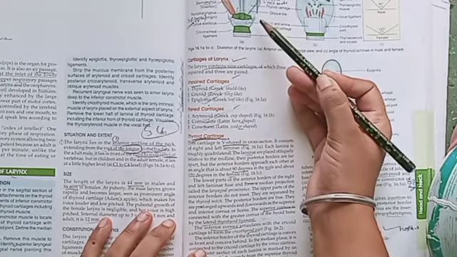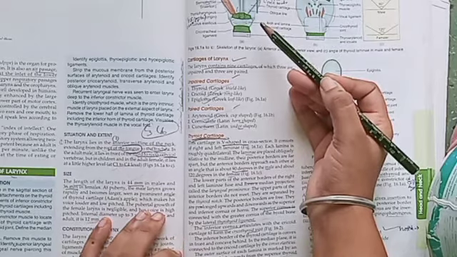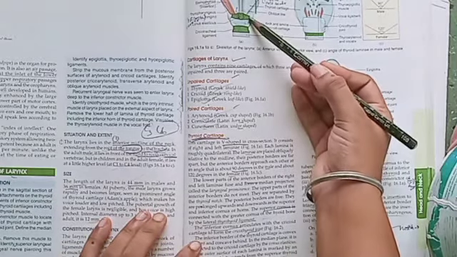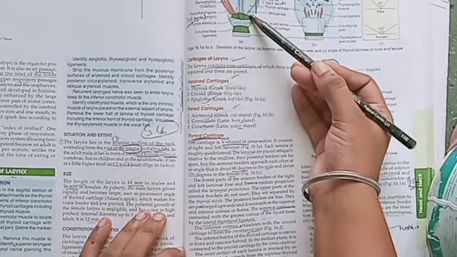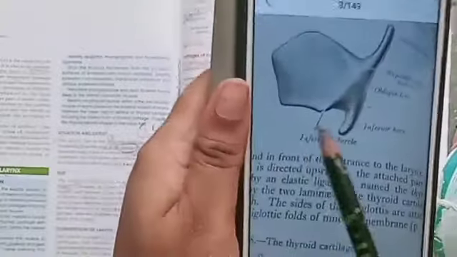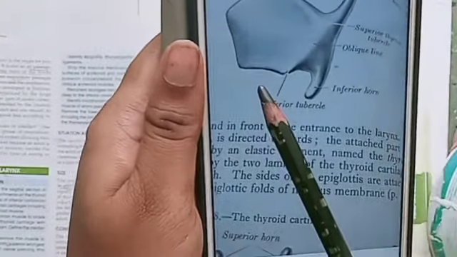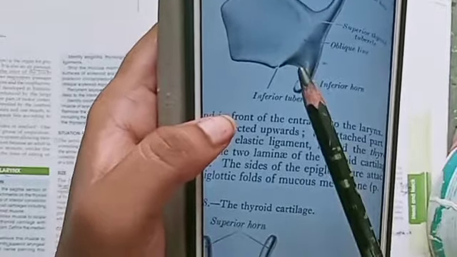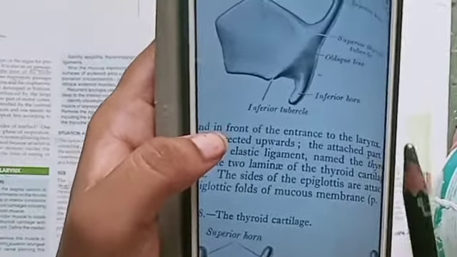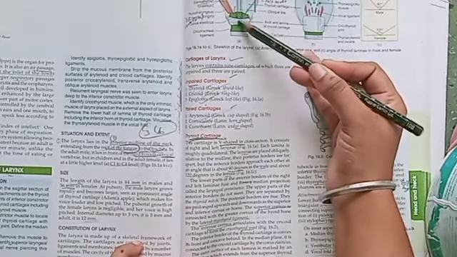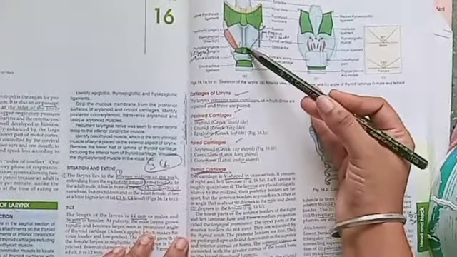Another thing is that the inferior border of the thyroid cartilage is convex in front and concave behind. You can see from this figure, this is the inferior border, convex in front, then concave behind. In the midline it is attached to the cricoid by a ligament known as the conus elasticus.